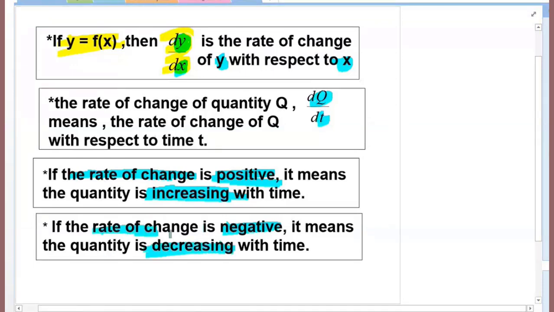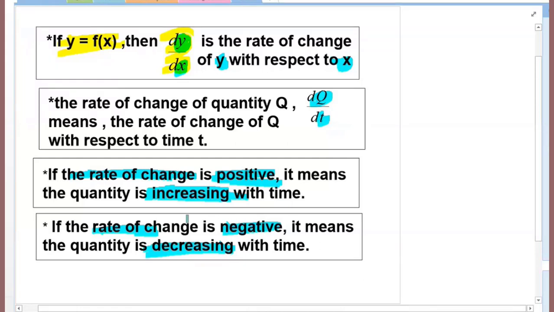So this is about whether something becomes bigger or smaller. If smaller, it means negative. Once it reduces, the rate of change will be negative. If it becomes bigger, it means the rate of change is positive.